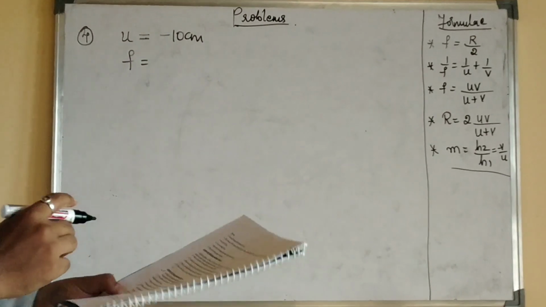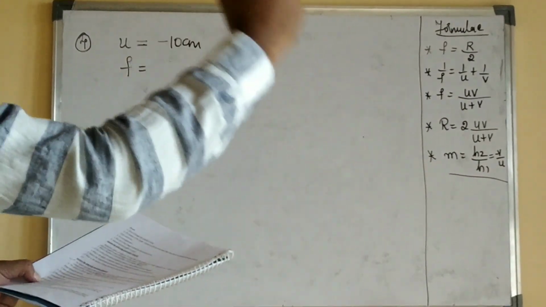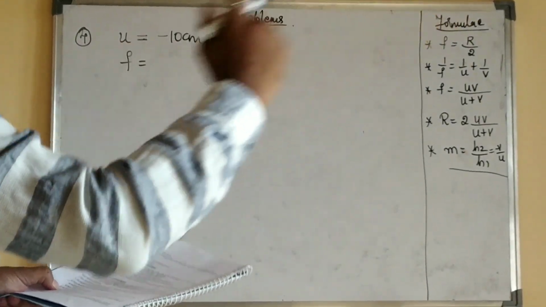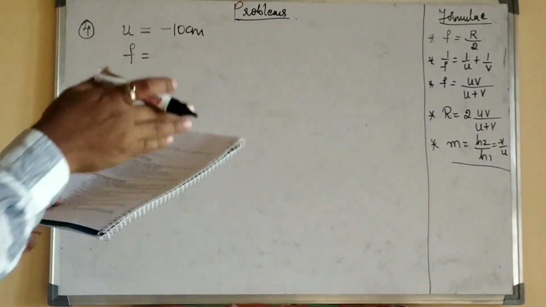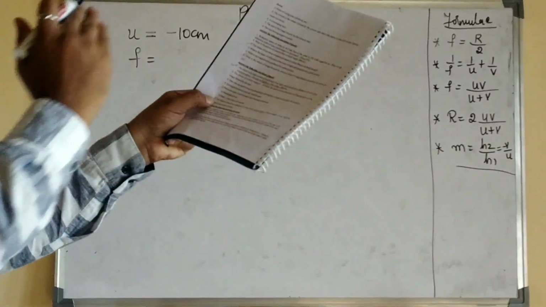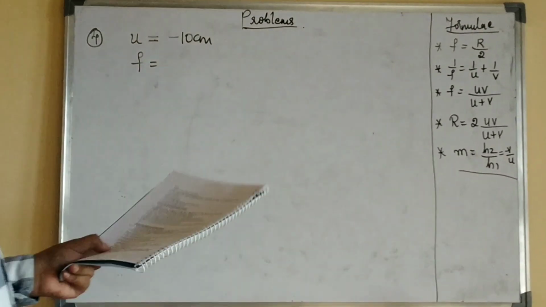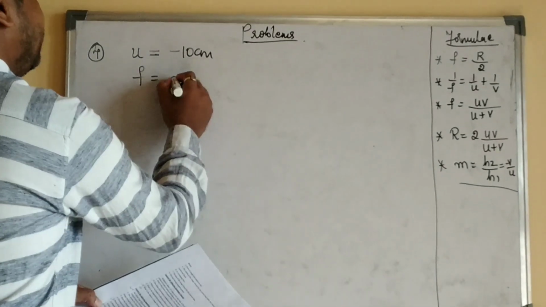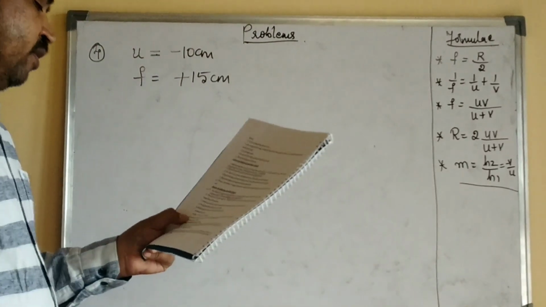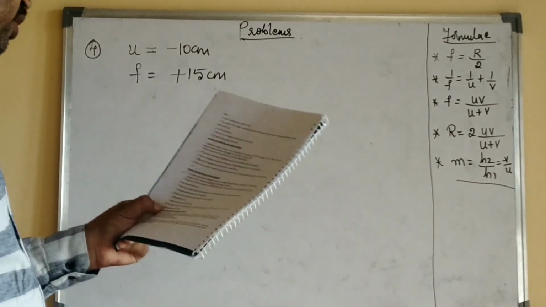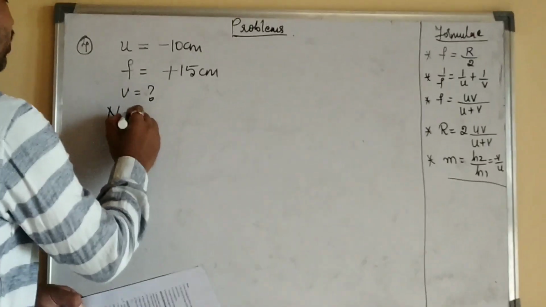Now see here students, the focal length in a convex mirror you measure to the right side. Why? Because the focal length and the center of curvature, the radius of curvature, will come far behind the mirror, which means you are taking the distance from the pole of the mirror in the direction of the incident ray. So it should be positive, right? So f is equal to plus 15. They have given 15 centimeter. Find the position and nature of the image.